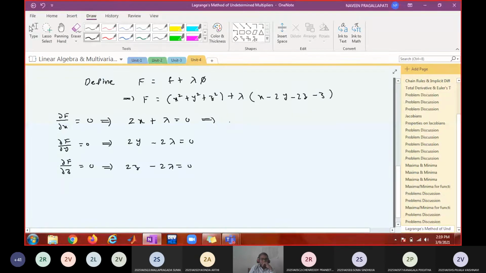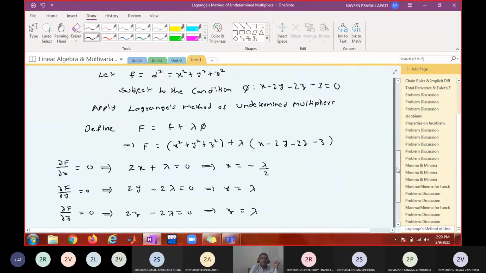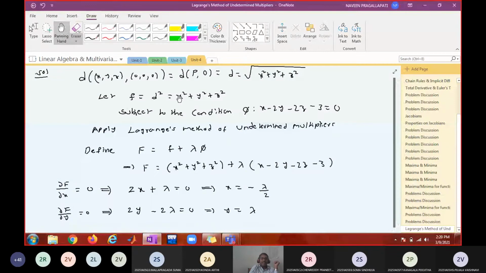Will you write the expression for x? So x equal to what? Minus lambda by 2. This implies that y equal to lambda. This implies that z equal to lambda. Now find out the value of lambda by substituting x, y, z values in this equation.